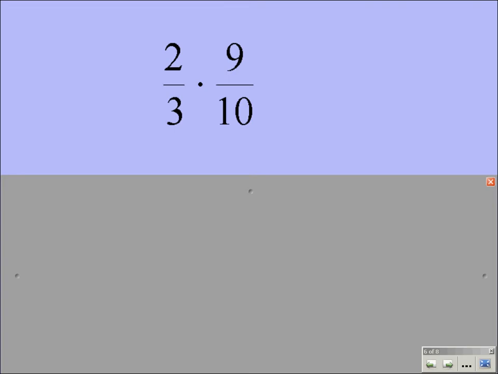Let's take a look at another problem here. 2/3 times 9/10. Here we have common factors in a couple of places. We have a 3 and 9, and they have a common factor of 3. 3 can go into 3 one time, 3 can go into 9 3 times. And we also have common factors with 2 and 10. 2 can go into both of these numbers. So 2 will go into 2 one time, 2 will go into 10 5 times. Now that we have fully simplified, let's just go ahead and multiply through. 1 times 3 is 3, and 1 times 5 is 5. And now it's in its fully simplified version.